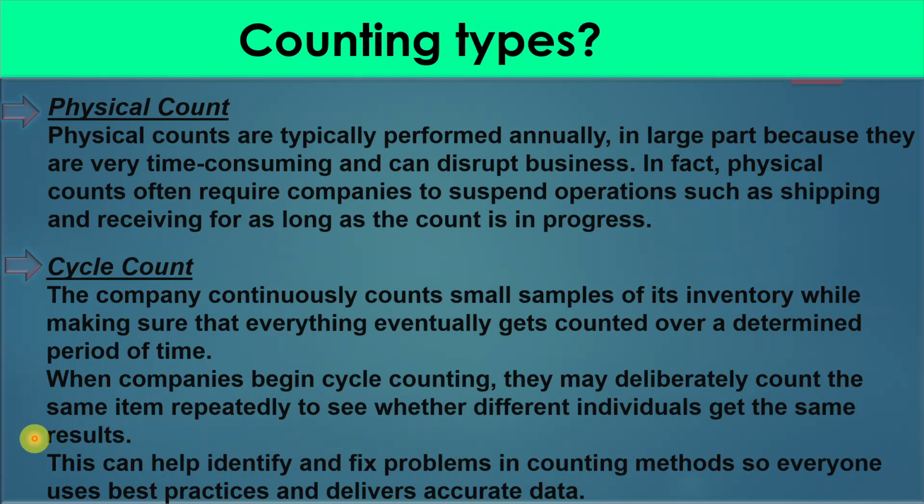Then companies doing cycle counting may deliberately count the same item repeatedly. So maybe the first time one person has counted that, then next time another person will count, in order to get an accurate result. With this, they can get right data about the physical inventory. So cycle counting is also there, but most companies prefer physical count.